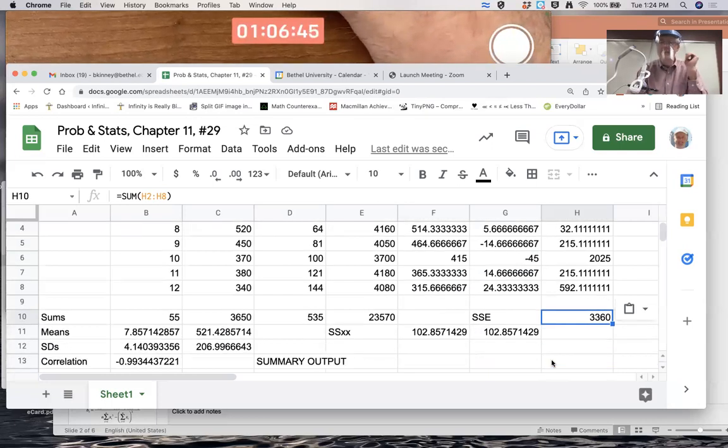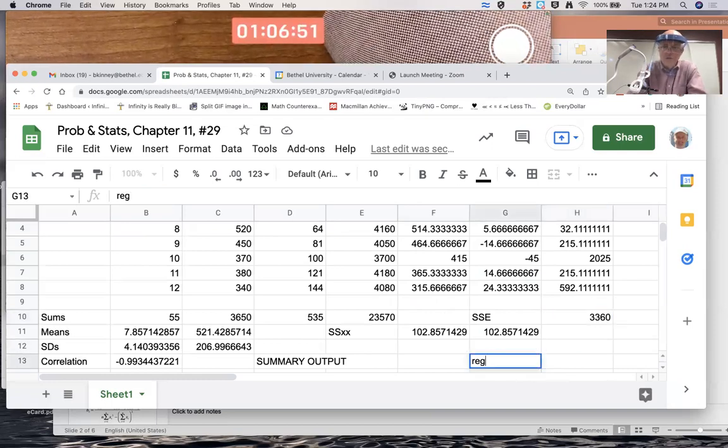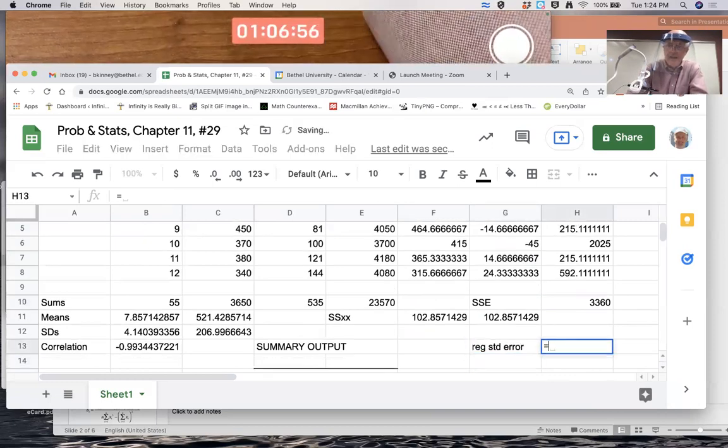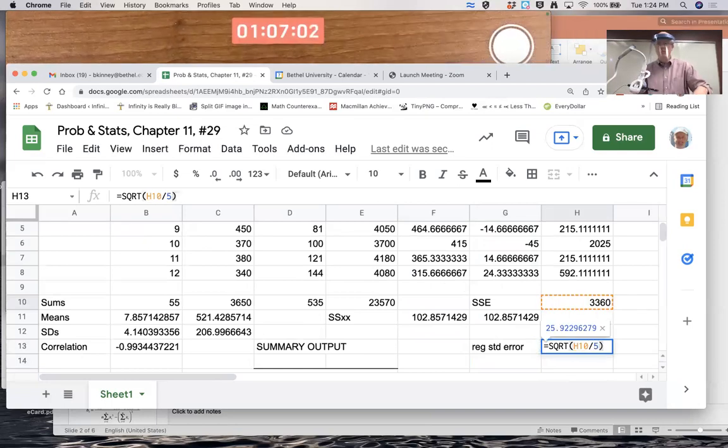To get the regression standard error, I'll put that down here. We need to take the square root of SSE divided by n minus 2, which is 5. 25.9229.